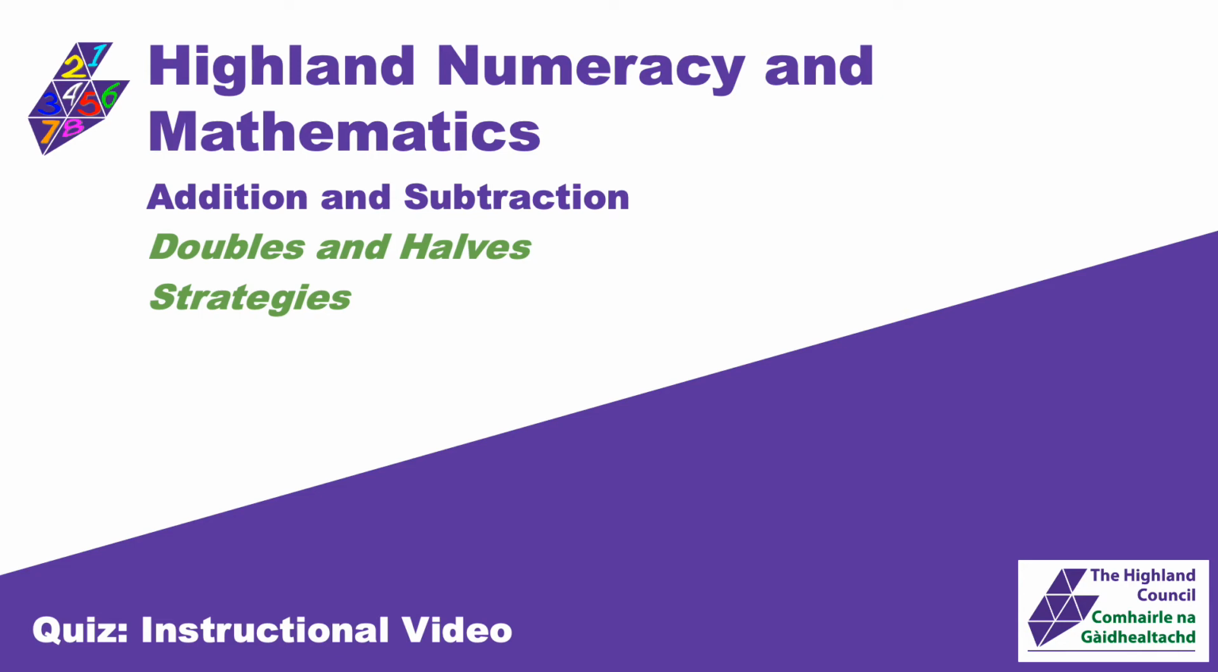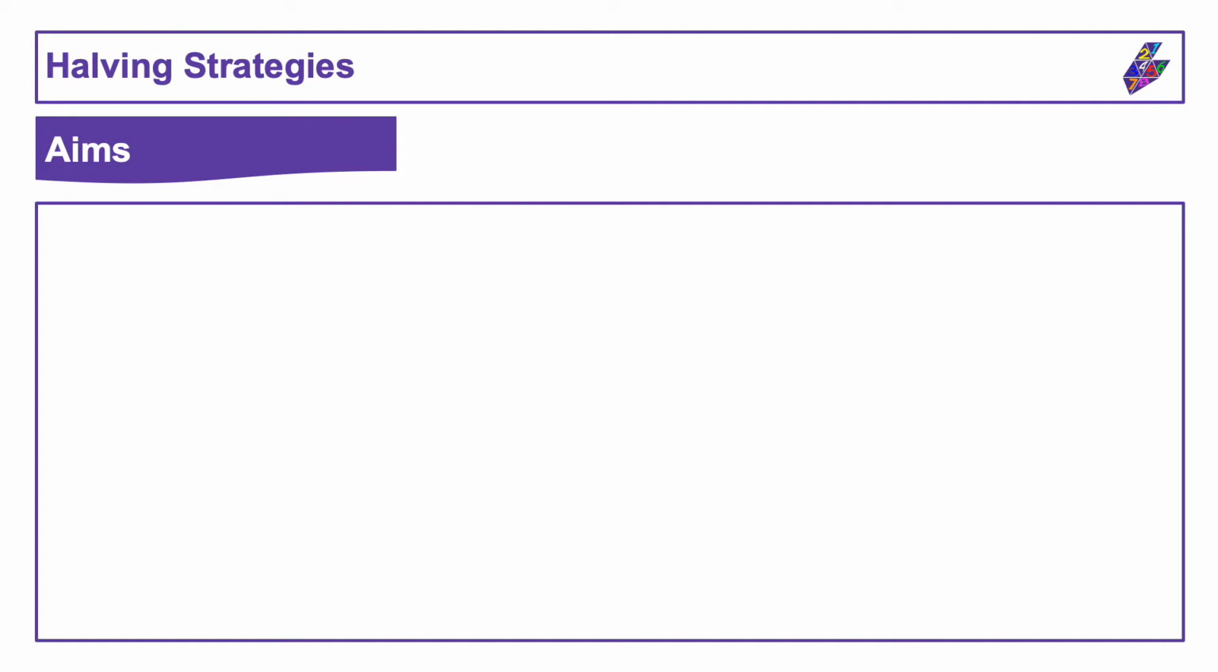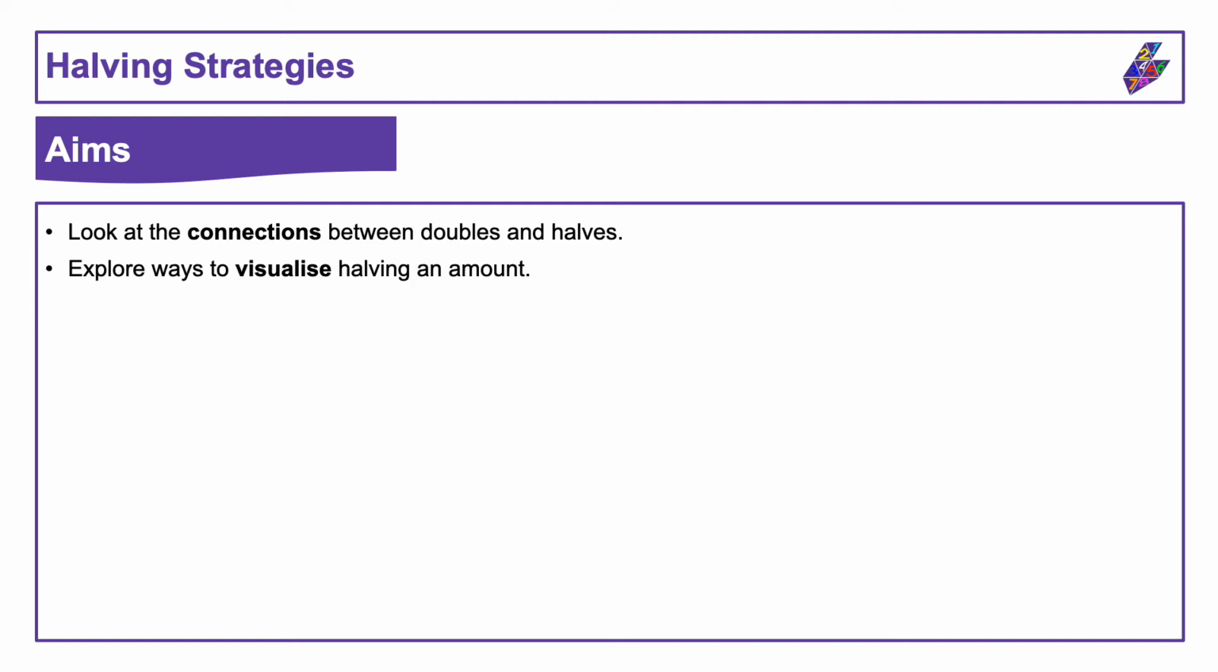This video will explore strategies to help you work out doubles and halves to 20. It will focus mainly on halves. Our main aims in this video are to look at connections between doubles and halves. We'll do this by using similar visuals to the visuals we used in the video about doubles strategies. We'll explore ways to visualise or create a picture in your mind of amounts up to 20.